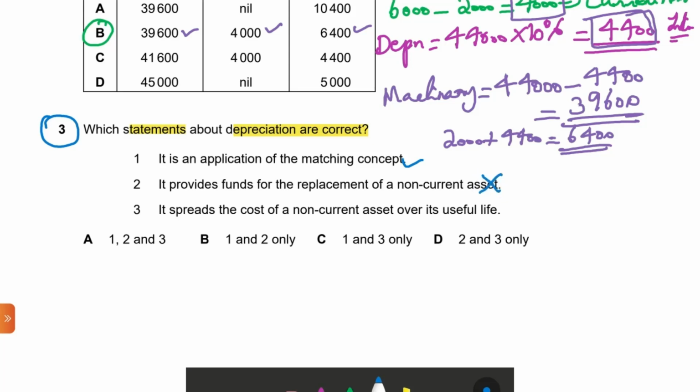Third, it spreads the cost of a non-current asset over its useful life. Yes, each year we calculate the depreciation, so the cost is spread over the useful life. So the correct options are 1 and 3. Option A, 1, 2, 3, no. B, 1 and 2, no. Option C, 1 and 3 is the correct option.